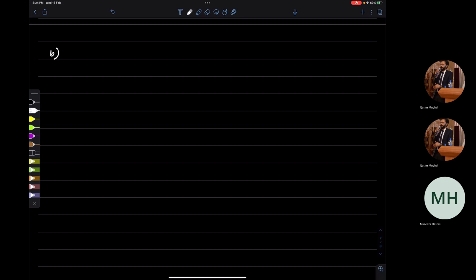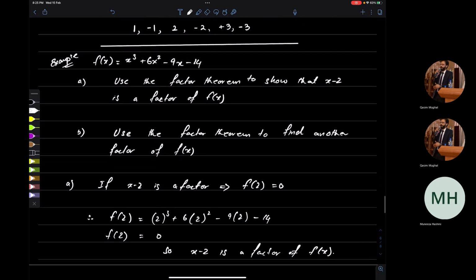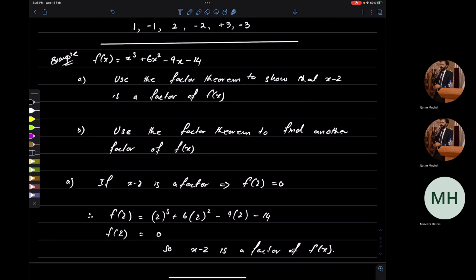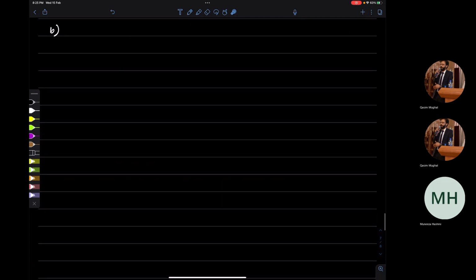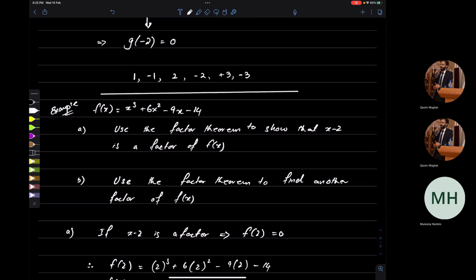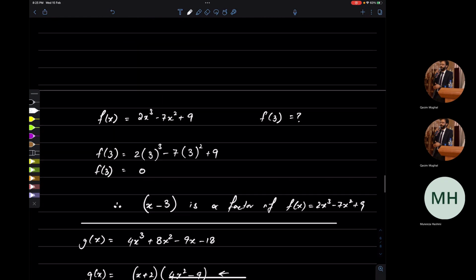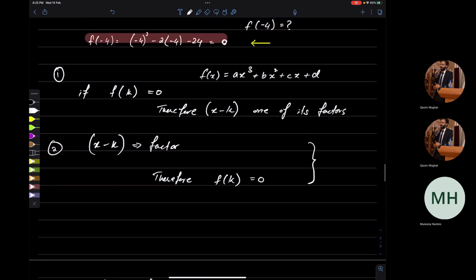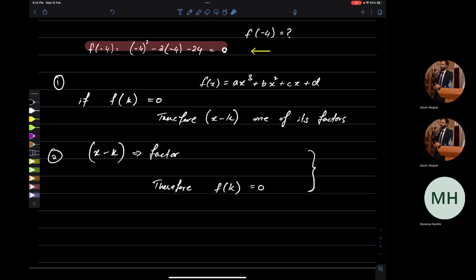it's asking, use the factor theorem to find another factor of f of x. So we'll be using the factor theorem to find another factor. Okay, now that is very important. So let me just take you back to the same point. In order to know a factor, we need to plug the number into the function and see if it is giving us 0. If it is giving us 0, from there we can write down a factor.